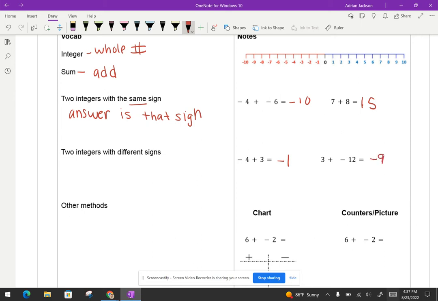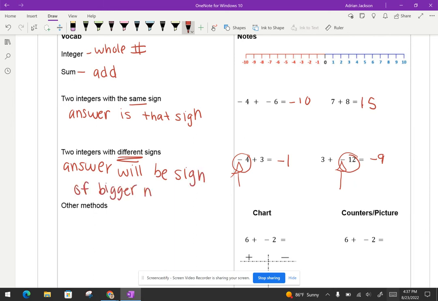So when we're doing it with different signs, if you notice over here, the answer is the sign of the bigger number. And we're looking at the absolute value of the bigger number, not the actual bigger number. Between 4 and 3, 4 is technically bigger, so we're going to have a negative answer. Between 3 and 12, just looking at the regular numbers without their signs, 12 is bigger, and because it has the negative, our answer is negative. So the answer will be the sign of the bigger number.